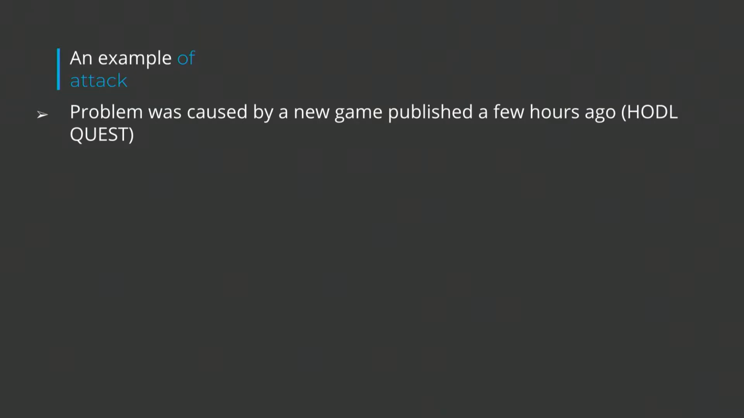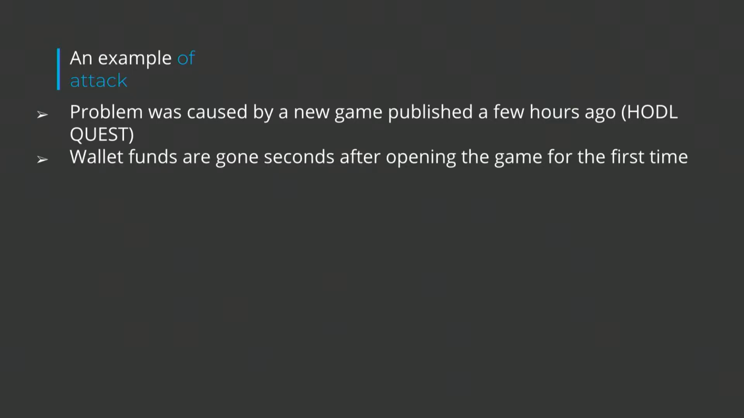But, of course, behind the scenes, we're looking at what's going on here, and we decided that there were problems caused by this new game called HODL Quest that somebody posted on our platform. What we found through going through the logs and such is that these wallets are actually being emptied within seconds of accessing this HODL Quest game.